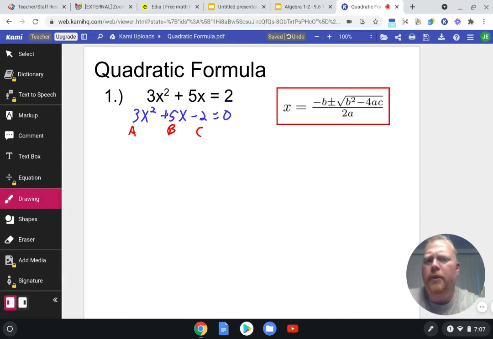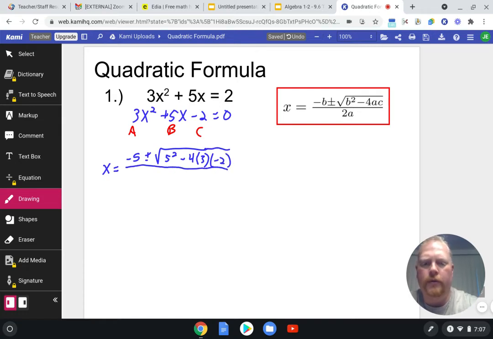So let's plug those values into that equation. So I get x equals -5 plus or minus the square root of 5 squared minus 4. My a value is 3. My c value is -2. Over 2 times a, and my a value is 3. Okay, so there I have everything nice and plugged in. Hopefully that makes sense to you.